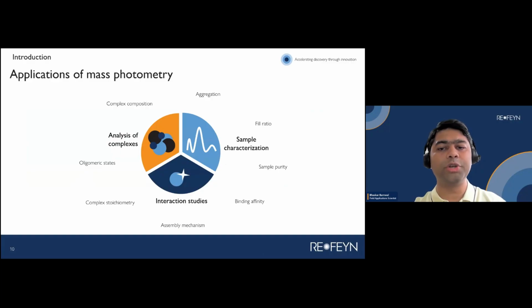So mass photometry is versatile because it measures mass, and it's a universal property that can provide useful information on many different types of samples. So it can be used in many different ways. So let's get started with sample characterization here.